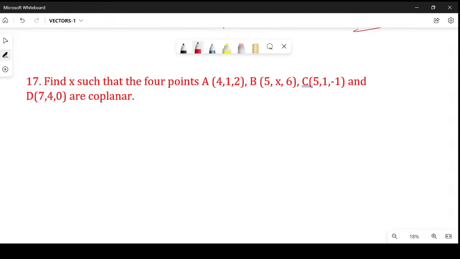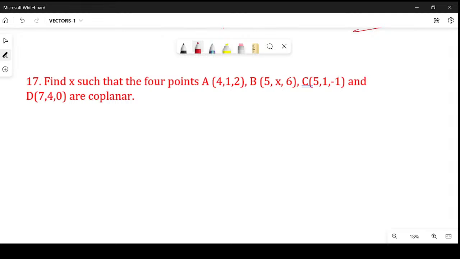Now question number 17. Yes, I will discuss Vishal about that. Find the given x such that the given points are coplanar. When they are asking to find x such that the given points are coplanar, we see this problem. This is an important model. You can also work it out. The model is important.